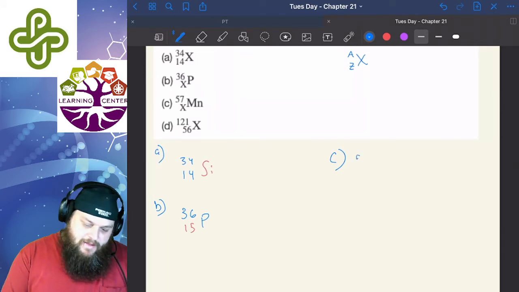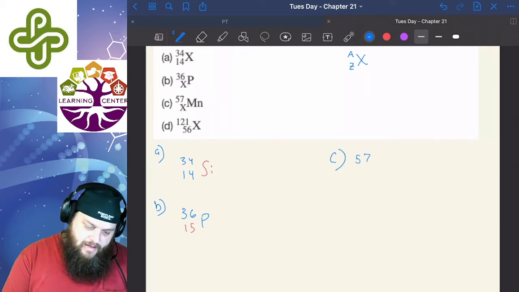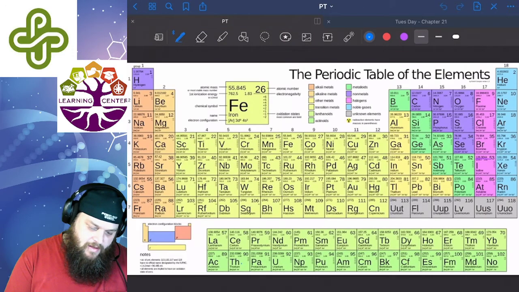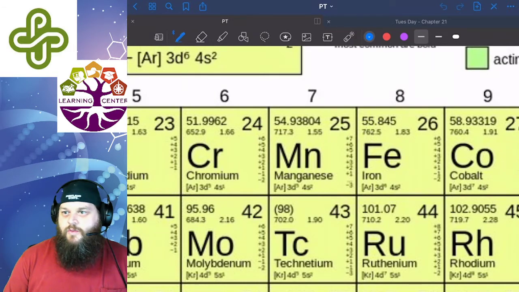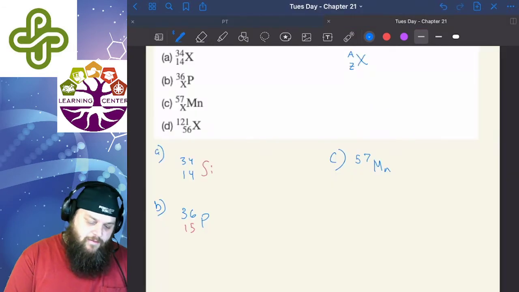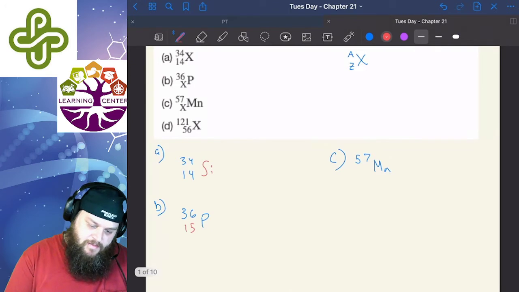For part C, we have 57 nucleons, and we have X and Mn. Mn, if we find it on our periodic table, is right there in the middle, manganese, and you see its atomic number is 25, which means it has 25 protons in the nucleus. 25.